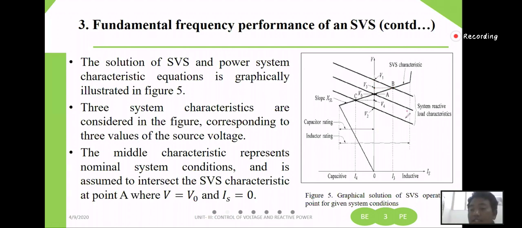Similarly, if it is decreased, then instead of directly jumping to V2 for new voltage, it will change the position to C from A, and then your voltage will be controlled to V4. So by injecting this much current, the SVS will control it. This is how we control the voltage using the SVS characteristic. Earlier we went through these individually: this is the SVS characteristic, and the other one is the system reactive load characteristic. Based on this, by employing the SVS, we can control the voltage here.